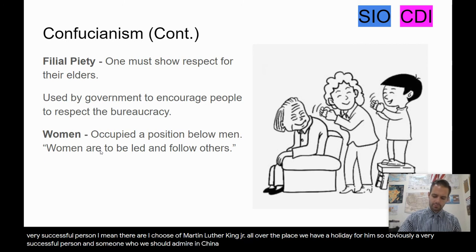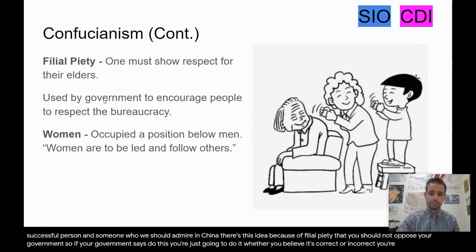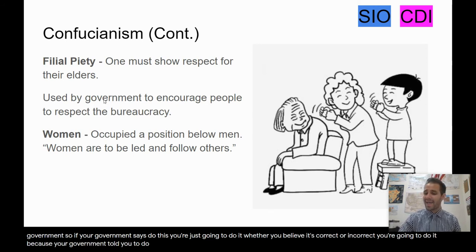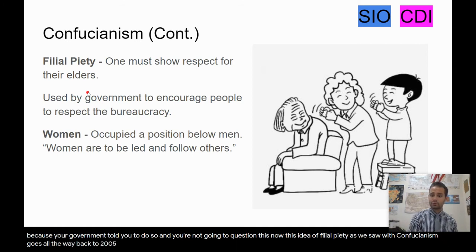In China, there's this idea, because of filial piety, that you should not oppose your government. So if your government says, do this, you're just going to do it. Whether you believe it's correct or incorrect, you're going to do it because your government told you to do so, and you're not going to question this. Now, this idea of filial piety, as we saw with Confucianism, goes all the way back 2,500 years ago.